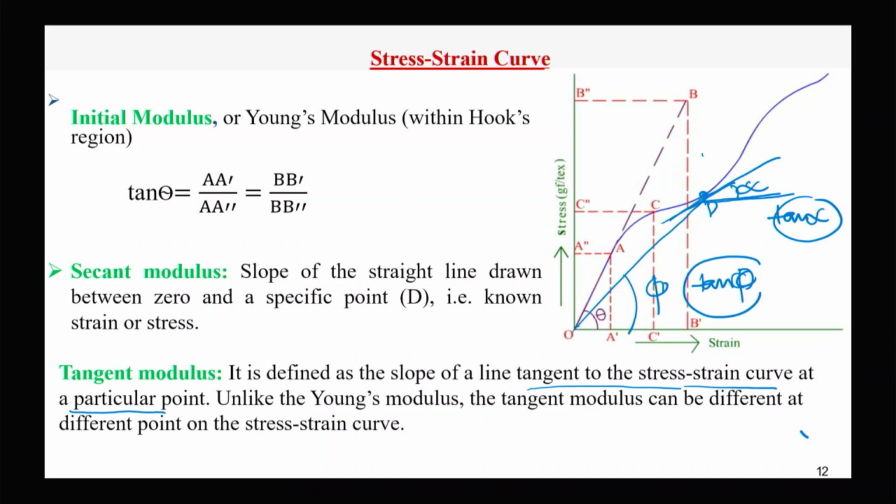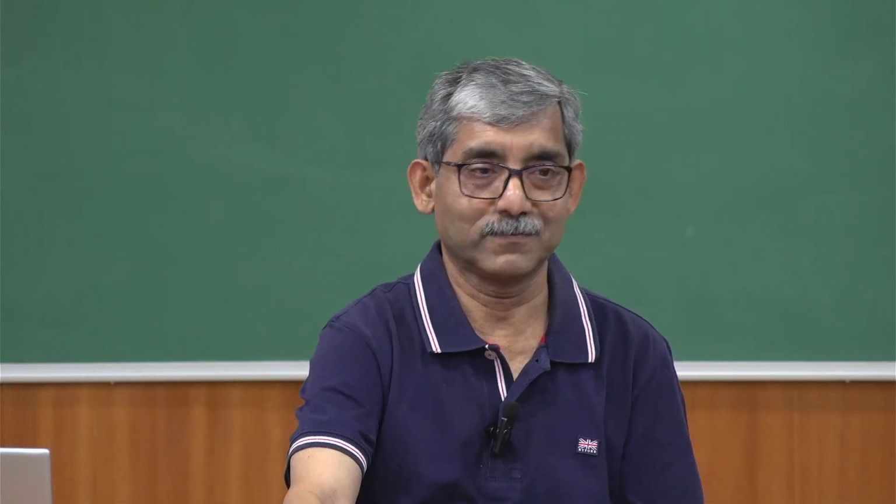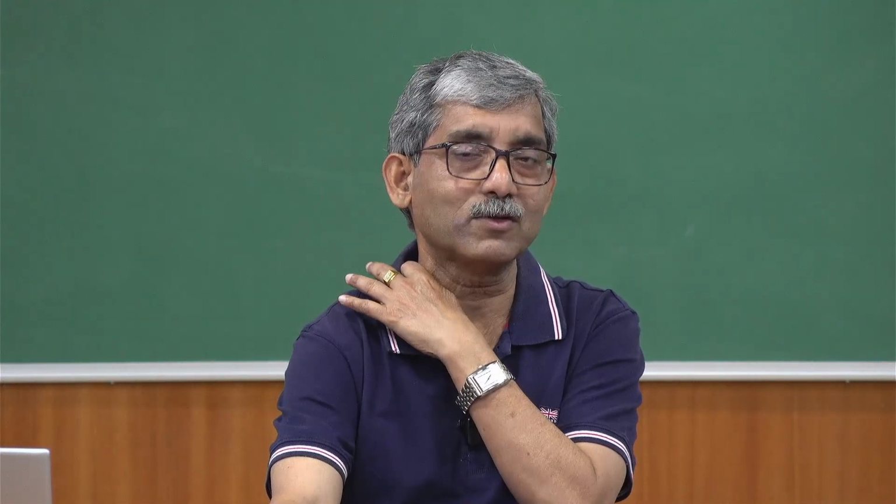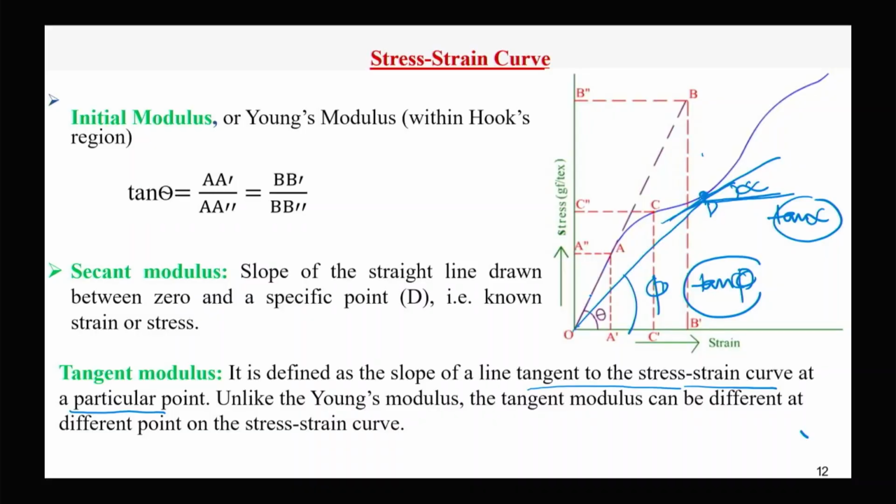Now if it is asked tangent modulus within the Hooke's region, if we try to take, this is the Hookean region, so it will be equal to the initial modulus. Tangent modulus always changes. It remains constant, equal to initial modulus up to the Hooke's region. Then depending on the nature of the curve, it always changes.